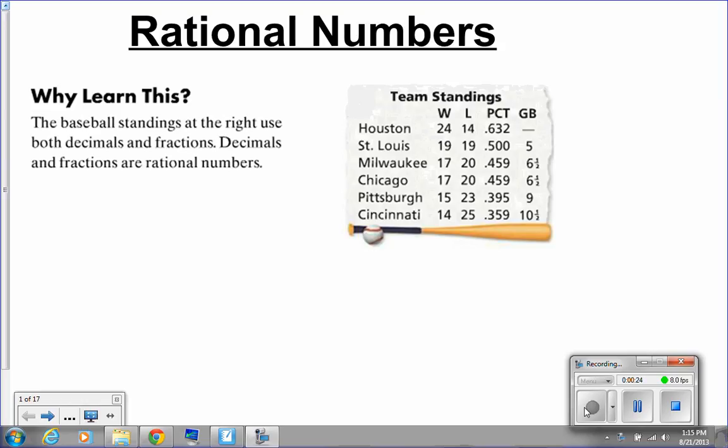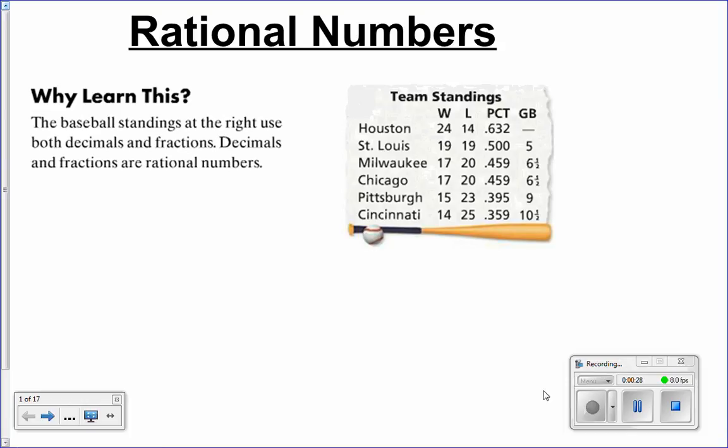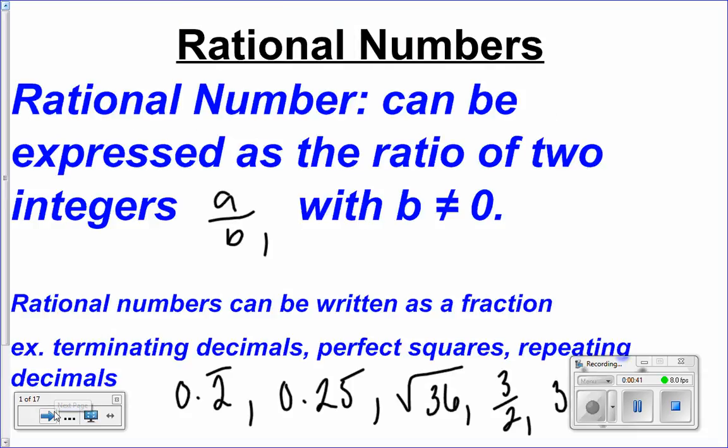So why are we learning about rational numbers? Well, some of you might be interested in baseball, and you will know that baseball uses decimals and fractions when they're talking about their baseball standing. So over to the right is an example of how you might see the team standing. So this you want to make sure you write down in your notes.